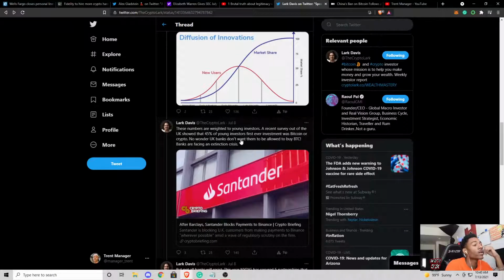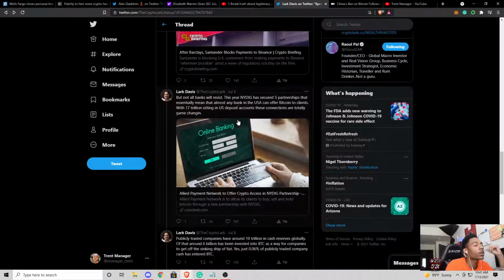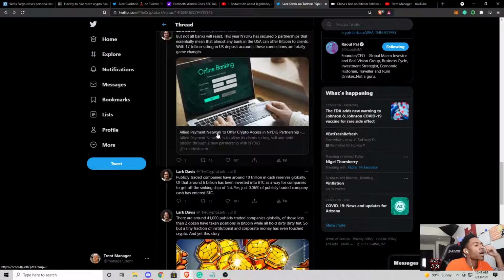These numbers are skewed toward young investors. A recent survey in the UK shows that 44% of young investors' first ever investment was Bitcoin or crypto. We've seen that. That's a big millennial thing and Gen Z thing. Not all banks will resist: the 5-year partnership with Essentials for the U.S. Bank and their crypto clients. This is Allied Bank. I didn't actually see this one. I must have missed that one.